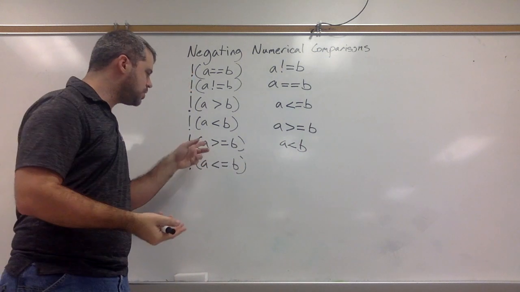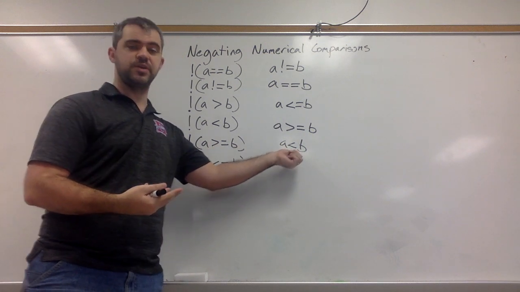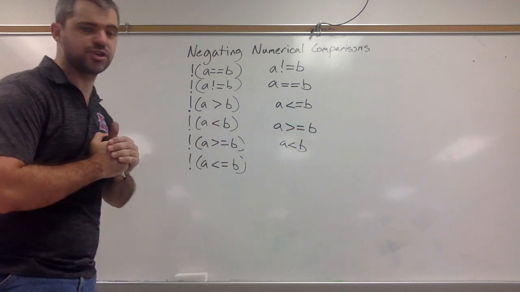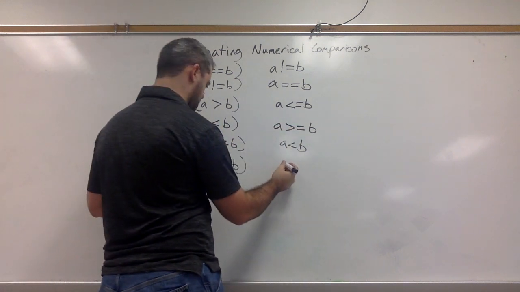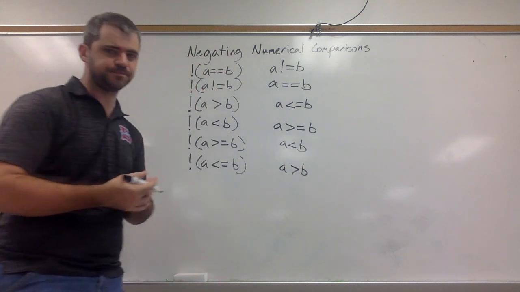Just be careful. When you negate something with an equal to, that equal to needs to go away. When you negate something without the equal to, the equal to needs to show up. So this will be A greater than B.